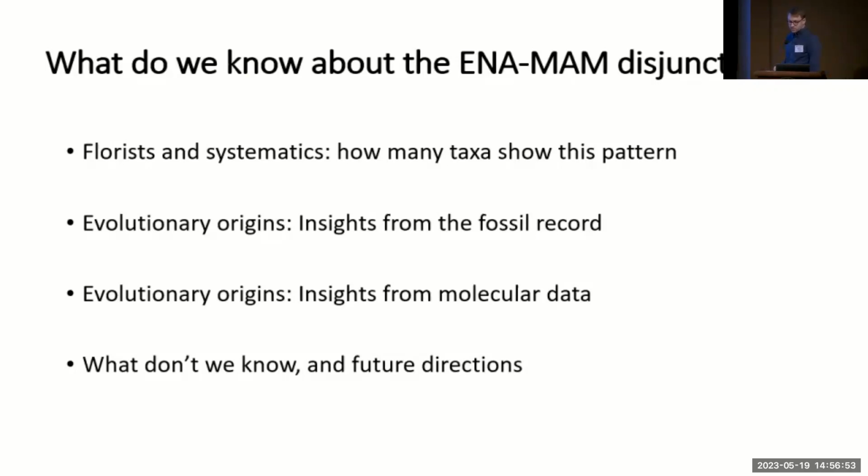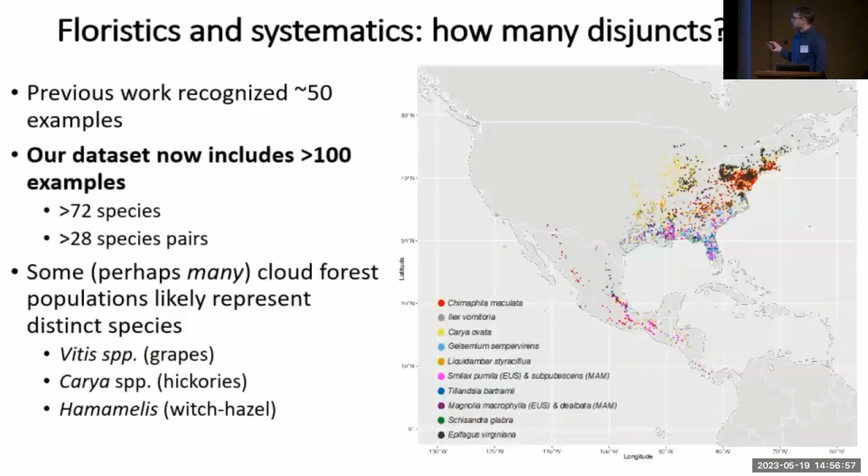Previous work documented around 50 species or closely related species showing this disjunction pattern, but there had been no attempt to comprehensively document how many taxa show it. So my colleagues and I have recently set out to do this. We haven't completed the task, and I'm sure we'll keep adding examples, but so far we have 72 species that are disjunct between these two regions, and then 28 species pairs or higher level taxa that are disjunct between these areas.